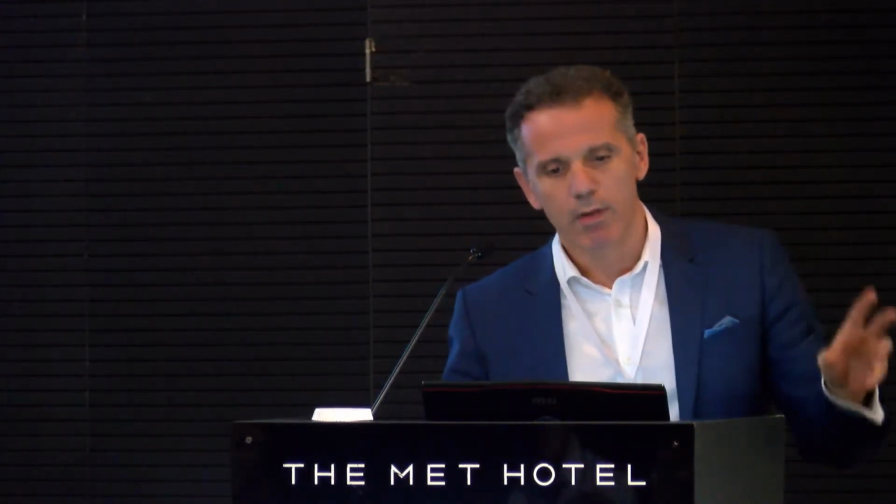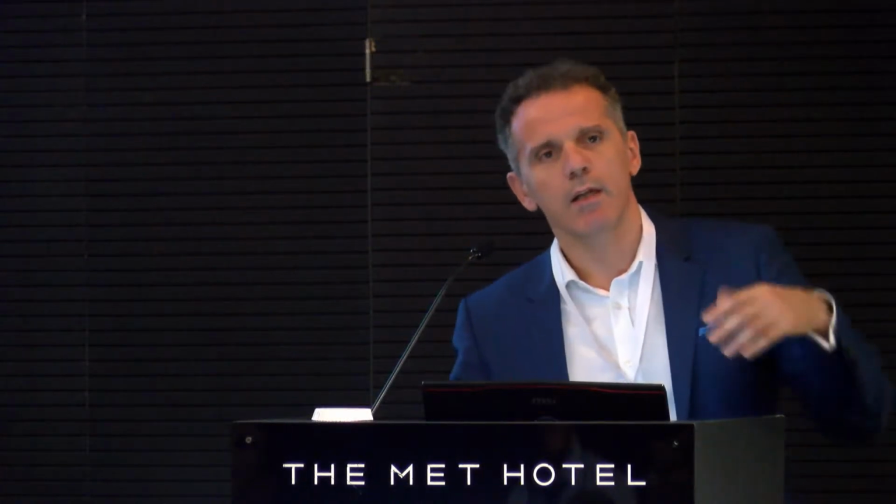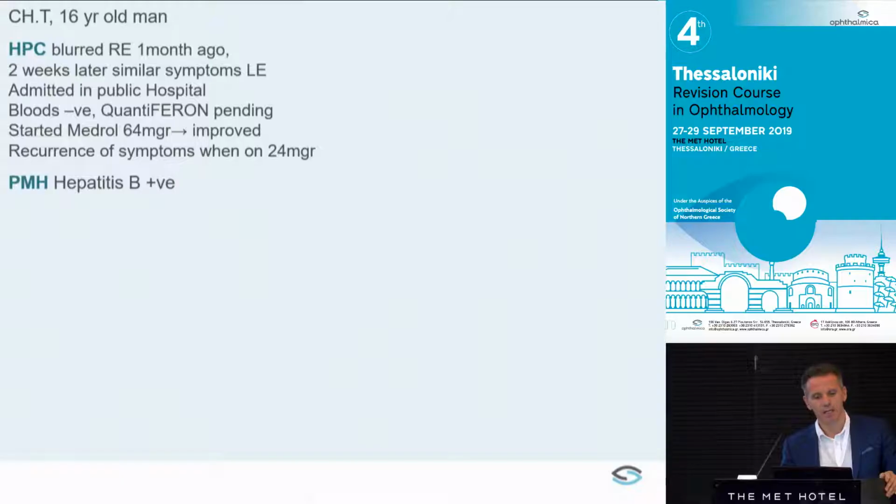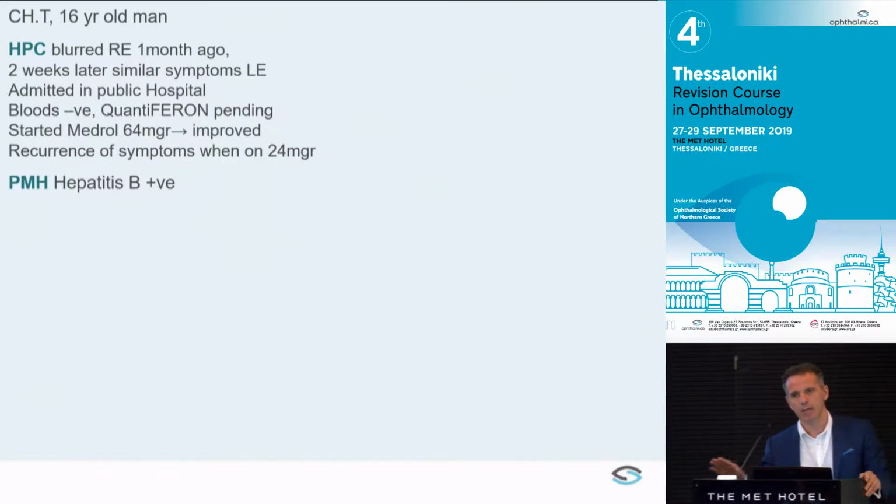So, blurriness of vision in the right eye 1 month ago. 2 weeks later, he developed similar symptoms in the left eye. He was admitted to a public hospital and thoroughly investigated. He had all the bloods done, and all the bloods came back negative. The TB testing was still pending. And he was initiated on systemic steroids, 64 milligrams of methylprednisolone.